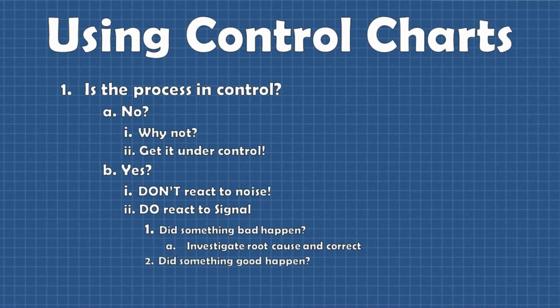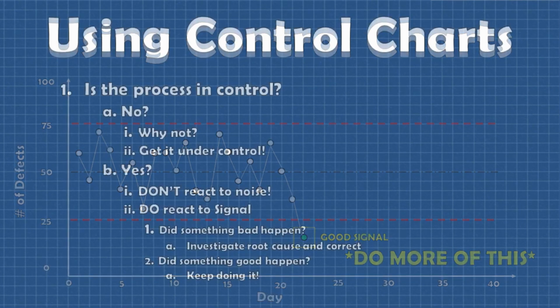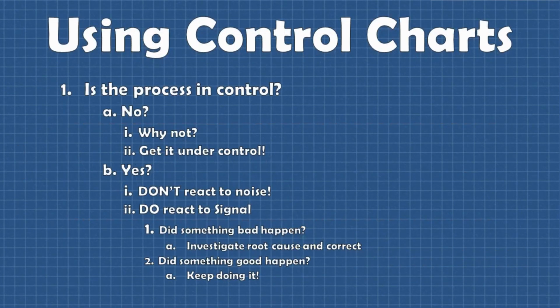But what if we do want the process to shift in one direction? If we were measuring something like defects, we would want to see defects go down. So if we have a process that is in control and we get a signal that is below the lower control limit, that means something good happened. Either we made a change on purpose and now we have an indication that the change is working, or there was a change that we didn't know about and we should investigate it so we can do more of it.